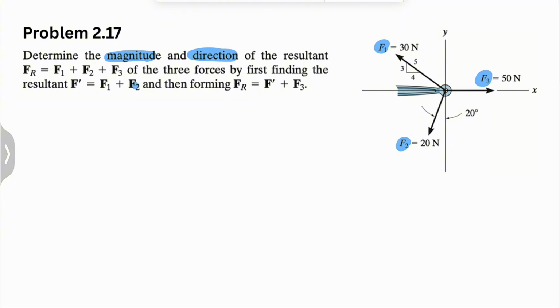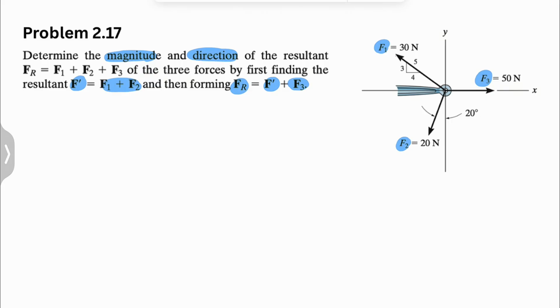And we have a hint in the question that for finding the resultant, we can first find the resultant of F1 and F2, and we're going to call that F prime. After that, our Fr would be F prime and F3. So basically we pick two of them first, and that's going to give us one vector, and we're going to find the addition of those two vectors at the end.